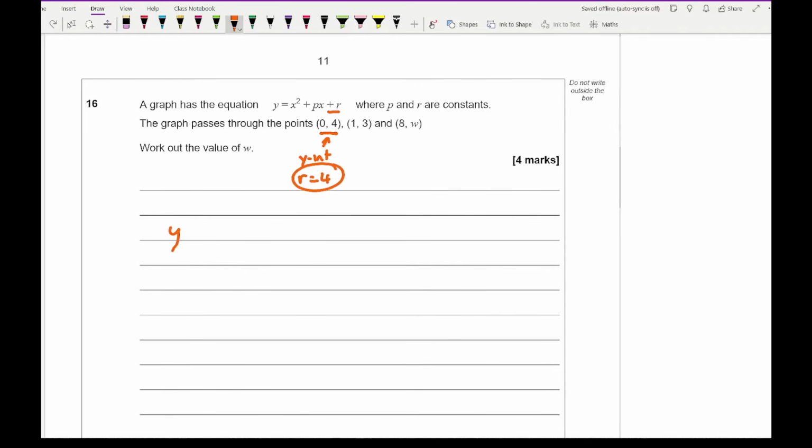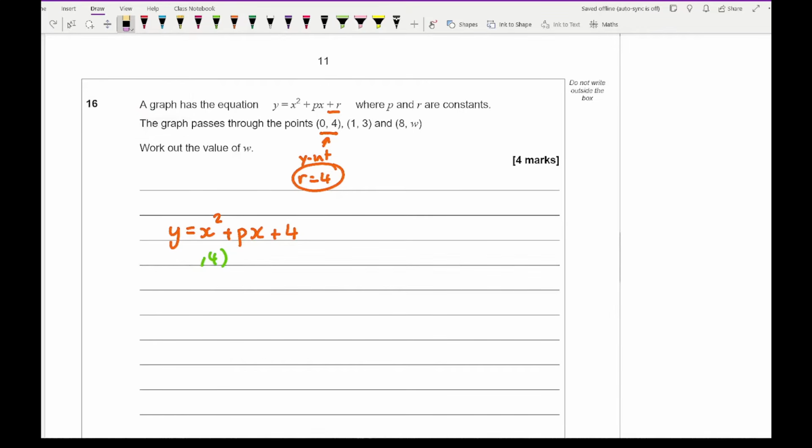So what I've got so far is y equals x squared plus px plus 4. Now what I then want to do is work out what x and y are to work out what p is. So for this I'm going to use the two coordinates. So using (0, 4), I get 4 equals, well, I should get nothing there, because it's just going to equal 4, so that's pointless me using that one.